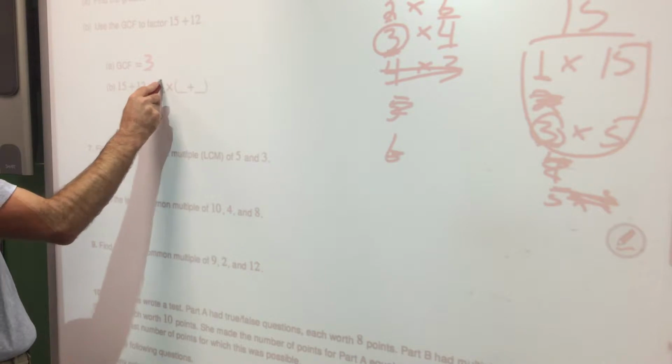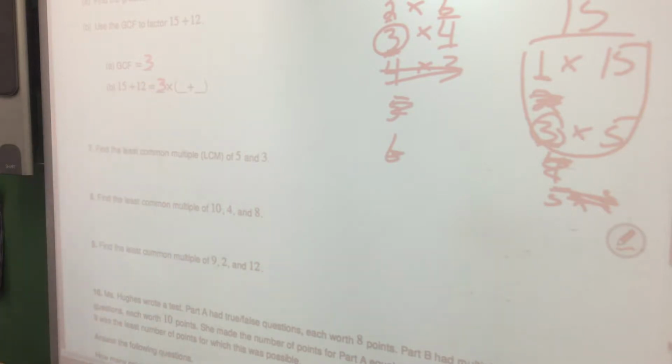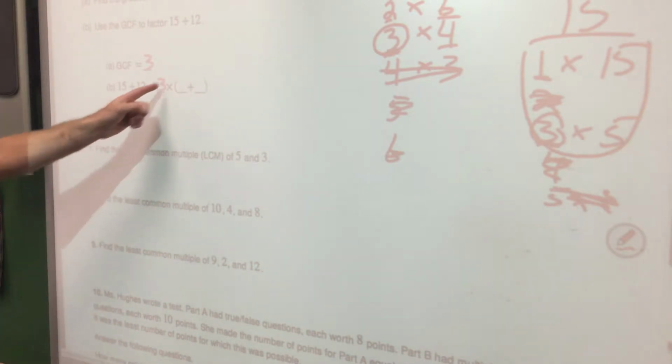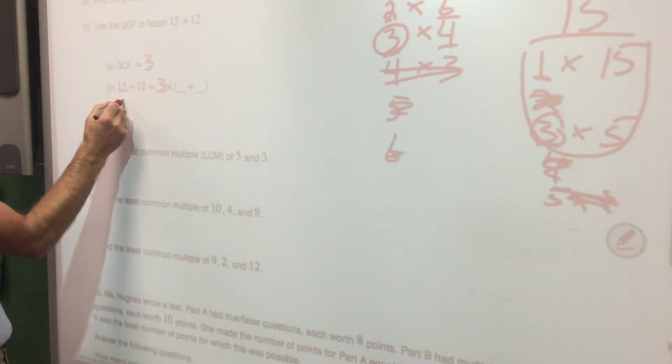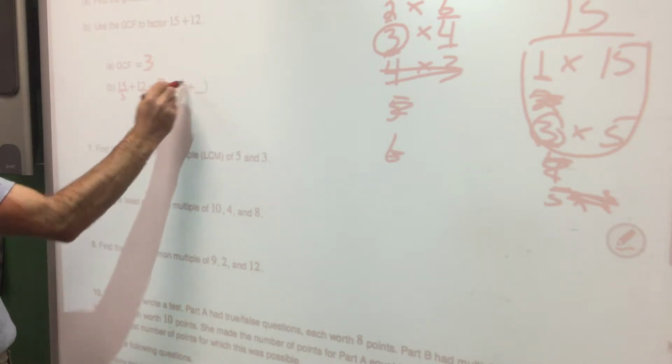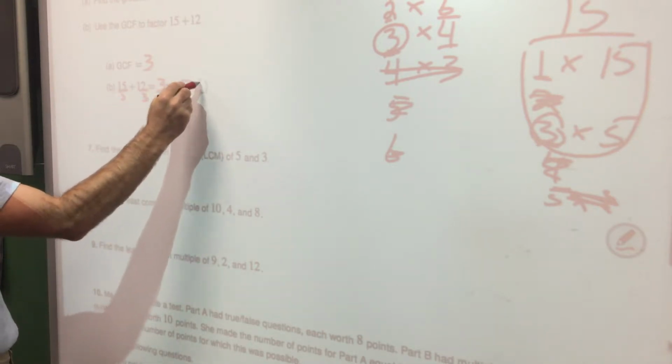Now we're going to use the GCF to find 15 plus 12, and we're going to factor it out. So if we're going to factor 3 out, we're going to divide 15 by 3 and 12 by 3. 15 divided by 3 is 5. 12 divided by 3 is 4.